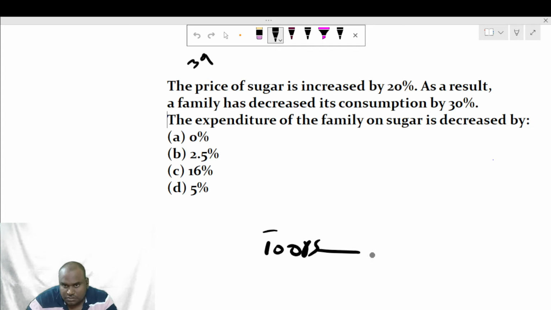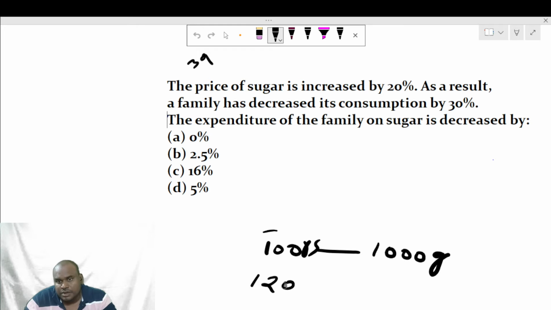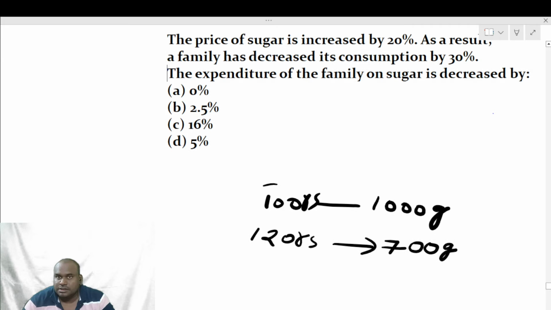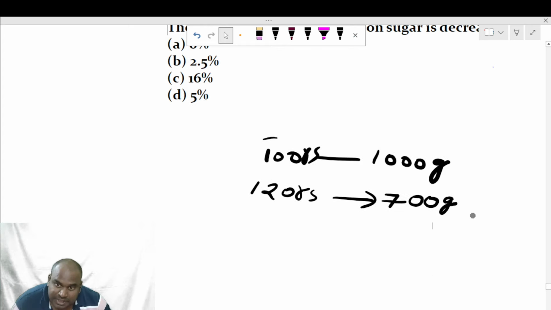When it is 100 rupees, they were using 1000 grams. Now it has become 120 rupees. When it is 120 rupees, they are using only 700 grams. Why? Because they reduced the consumption by 30%. Right? Now you tell me, for purchasing 700 grams, how much amount they spent?